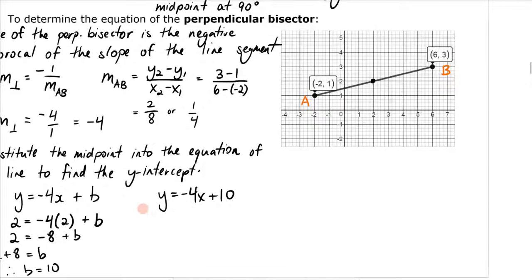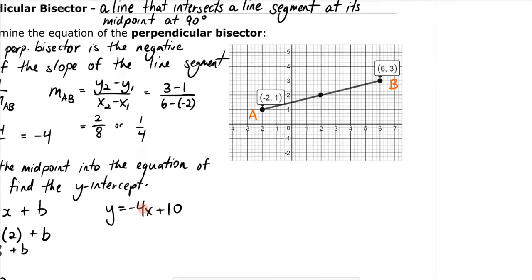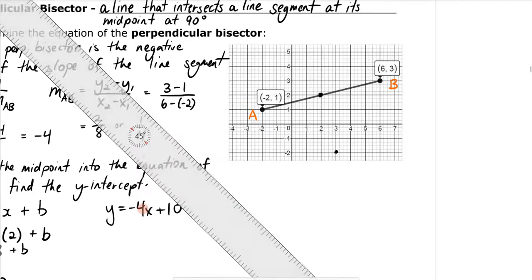Okay. Now 10 doesn't fit on the graph, but I can use the slope negative 4. I can plot some points here. The next point would be down here. And I can draw 1, 2, 3. Well, I couldn't quite draw one up there, but I have enough now to draw my perpendicular bisector.